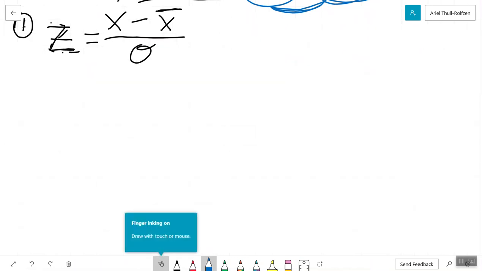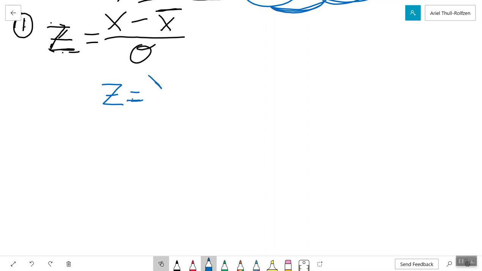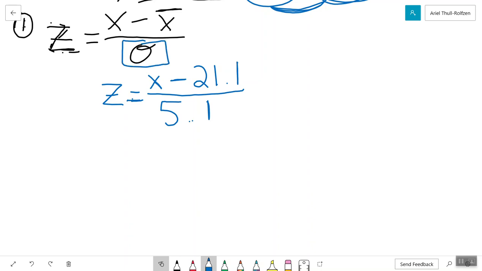So we're going to come back over here and we're going to say that z equals my x minus my mean, which is 21.1, divided by, and we're going to have to do some math here. We'll find the square root of 26.01, the variance that we were given, is going to be 5.1. And notice this does not have a square at the top of it, so it's just sigma, just the standard deviation. We can't use the variance there.